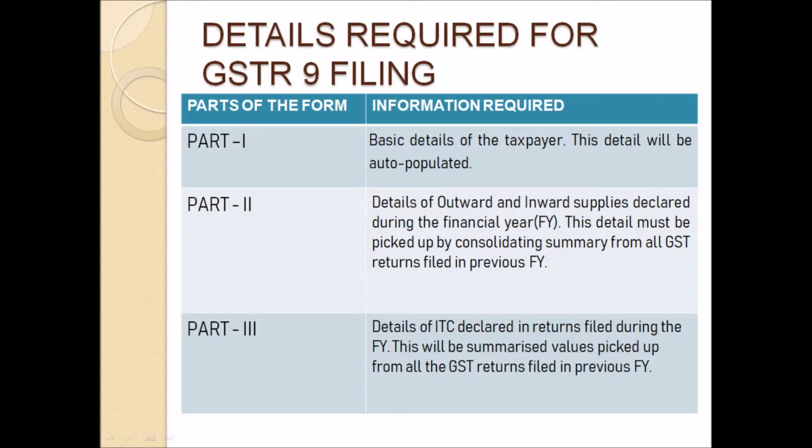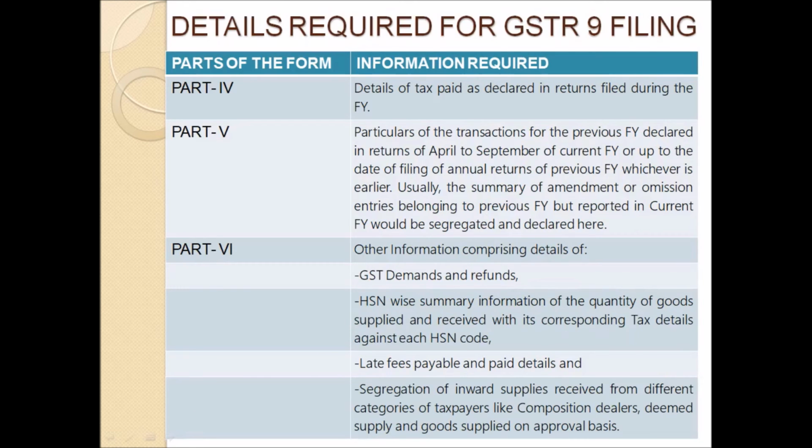Part 3 will be picked from the ITC which has been declared in the returns filed during the financial year. These will be summarized values picked up from all GST returns filed in the previous financial year. So part 2 will contain your outward and inward supplies picked from the GST returns which you have filed in the financial year. Part 3 will be the ITC which you have claimed in the GST returns filed in the financial year. That is the GST 3B where you claim your ITC. Part 4 will contain the details of taxes which you have paid as declared in the returns filed during the financial year.